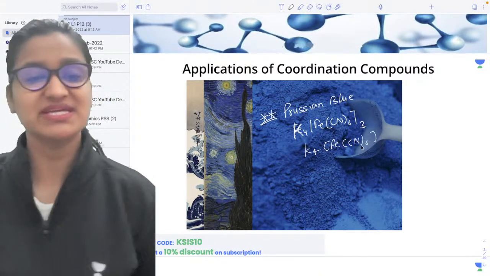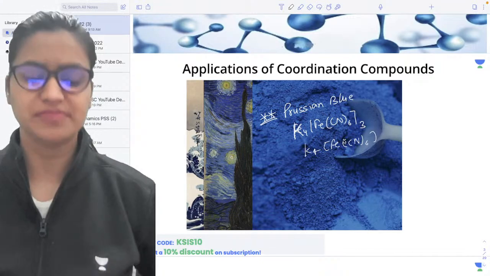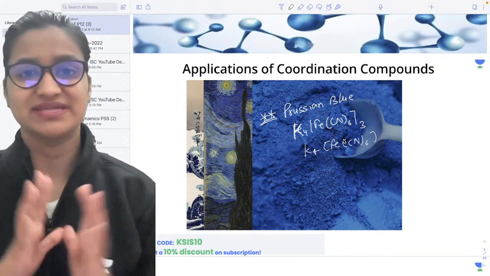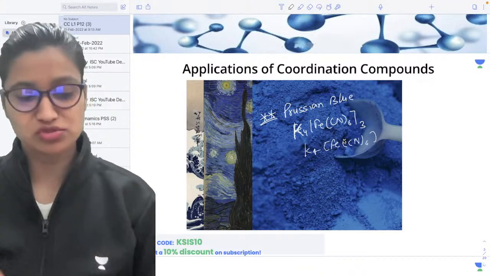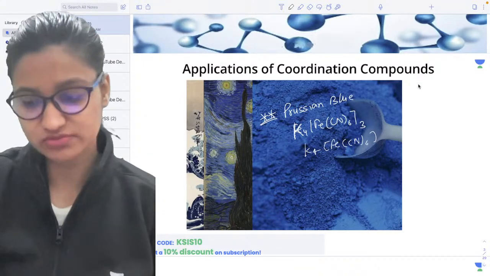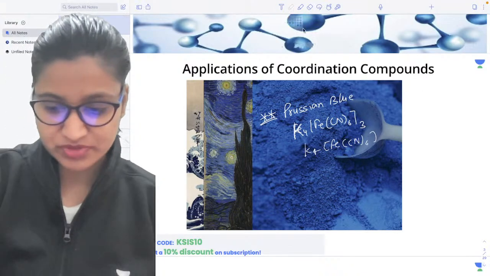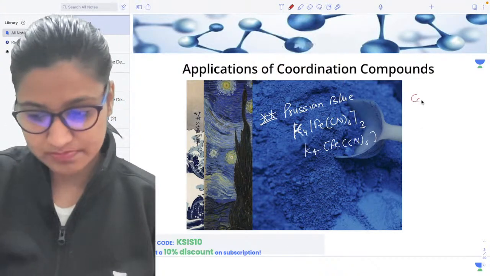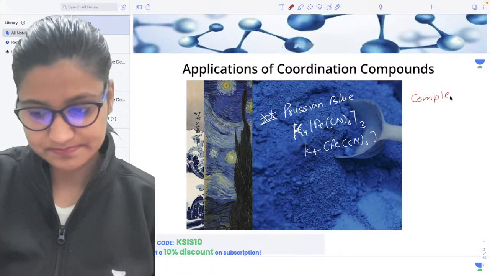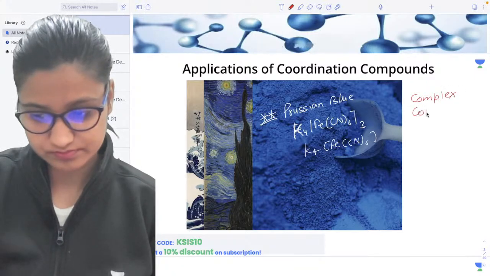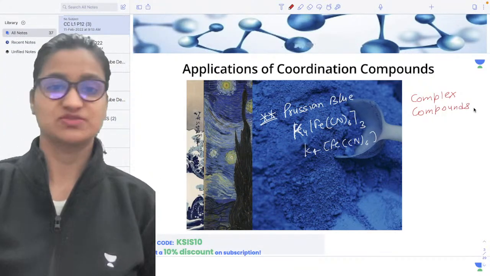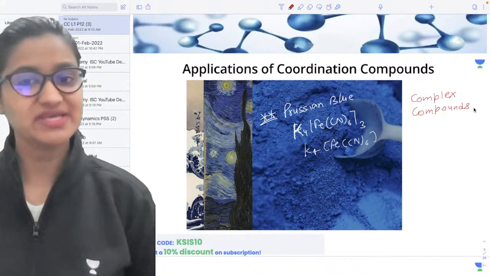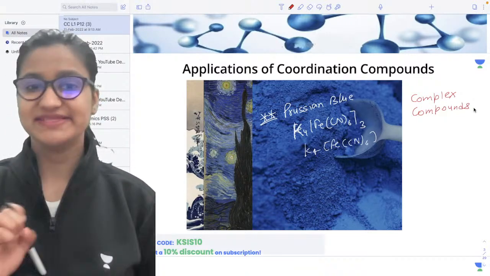Now you can see that the structure of this coordination compound is a bit complex, right? So that's why these are also called complex compounds. What else do you call them? You call them complex compounds as well, all right? So yeah, this is the deal with coordination compounds.